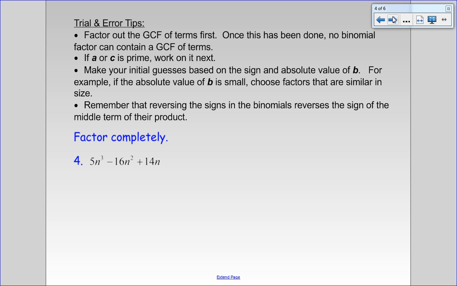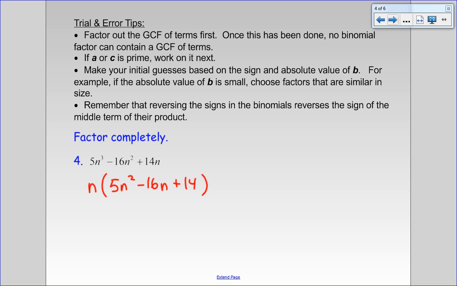Let's go to example number 4: 5n cubed minus 16n squared plus 14n. Again, we see a greatest common factor. In this case, it's the variable n, so we'll use the distributive property to factor it out.